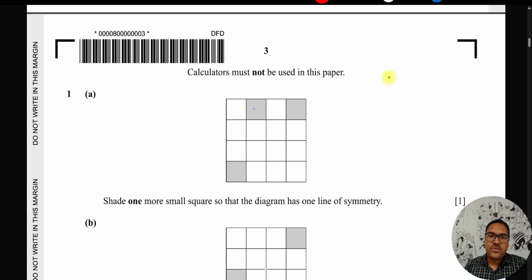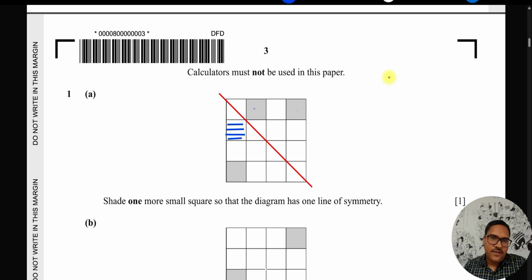The question is: shade one more small square so that the diagram has one line of symmetry. You have to shade just one square so that the diagram has one line of symmetry. If you want only one line of symmetry, let's say this is the line of symmetry. If I shade this, then this and this are symmetric to each other. This is exactly one line of symmetry. It does not have any horizontal or vertical line of symmetry.